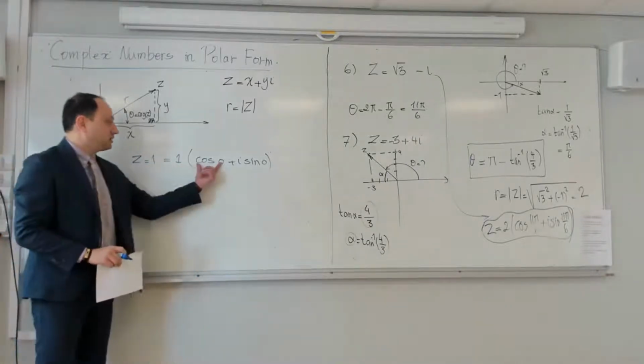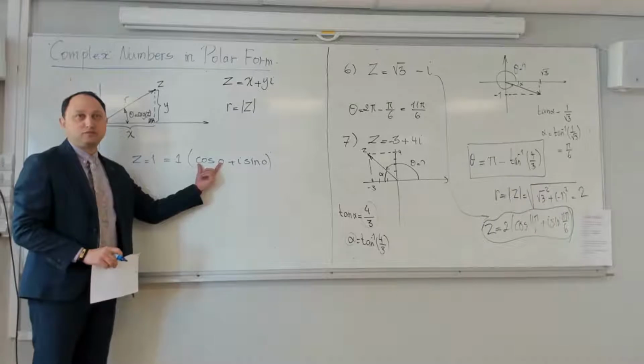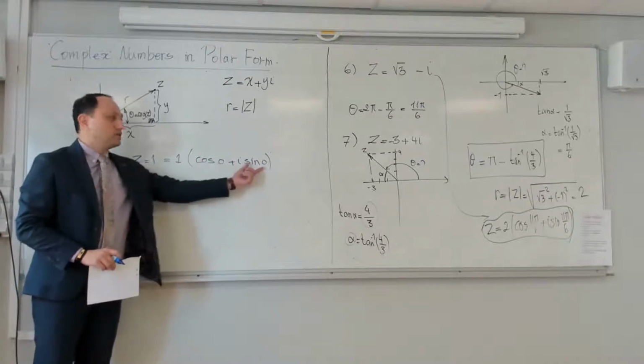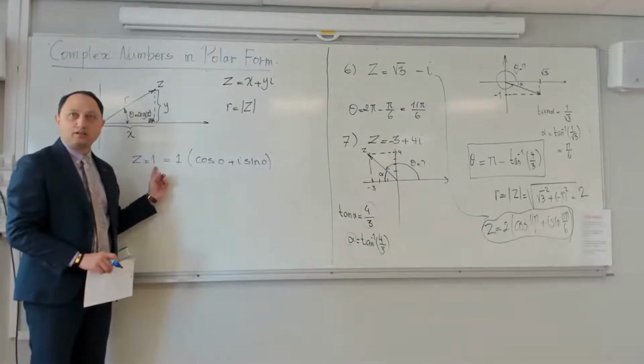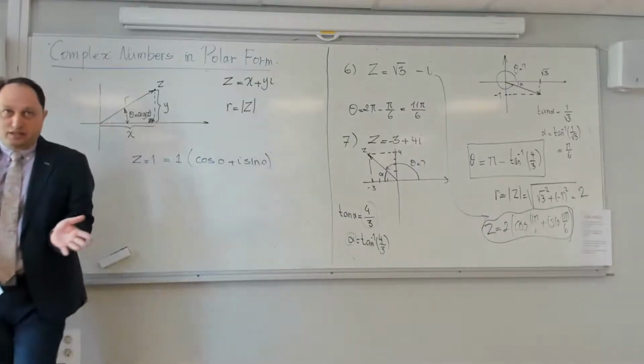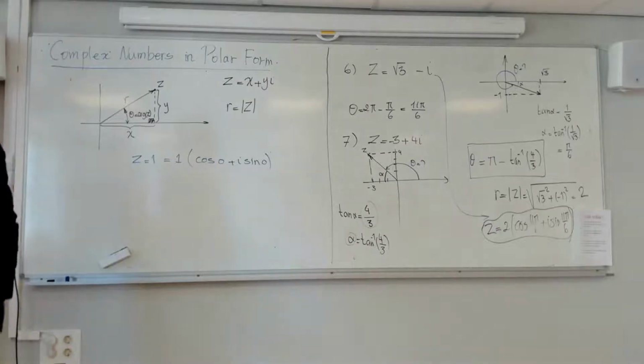If I ask you what is cosine of 0? 1. What is sine of 0? 0. So if you calculate this, you will definitely get 1. But the point is not to simplify this thing. This is the first time we are making things a little bit hard.